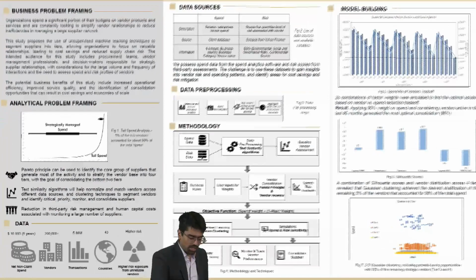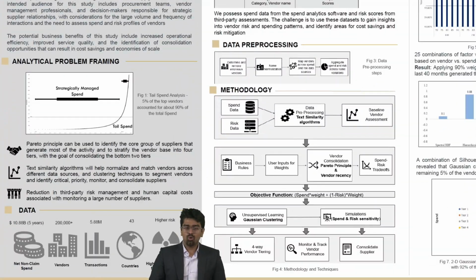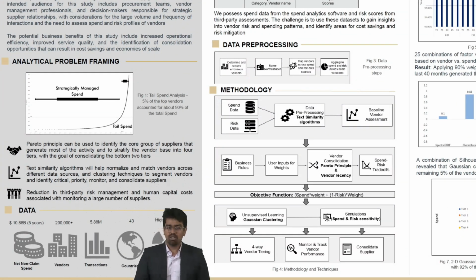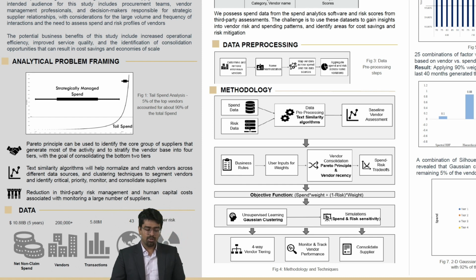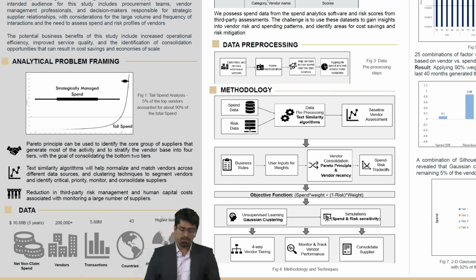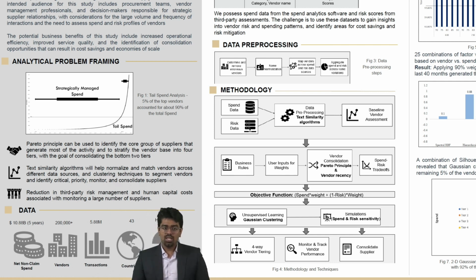Now, a bit about our client. They have more than 200,000 vendors that they have engaged with in the past 5 years. They have more than 5 million transactions with these vendors and more than $10 billion spent. They have operations in more than 40 countries. You can imagine how complex the system would be and the number of inefficiencies in the system.